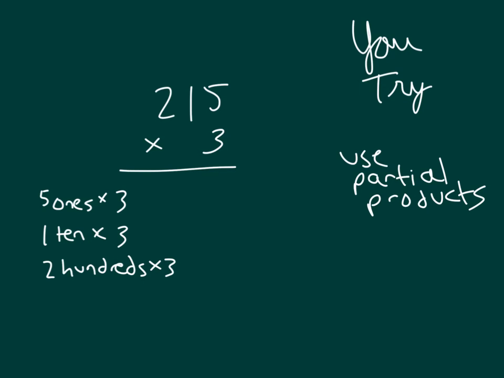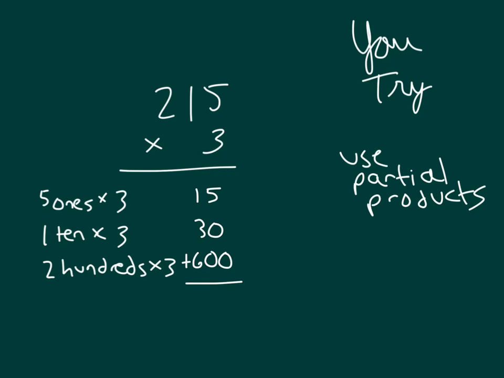What did you write on that first line? Hopefully 15, because that's 15 ones. Next should be 3 tens, which would be worth 30. And then finally on the last line, that's 6 hundreds, which is worth 600. Make sure to put the plus sign there because you are adding those partial products to get the product of those numbers, or the answer to a multiplication problem.